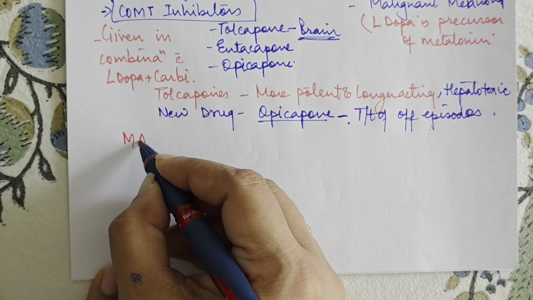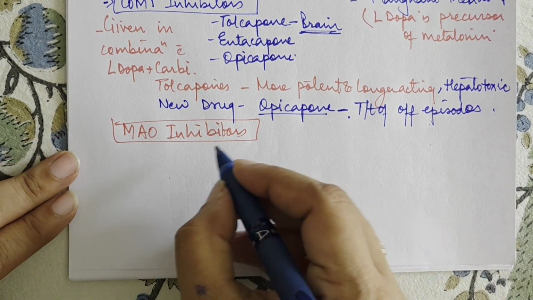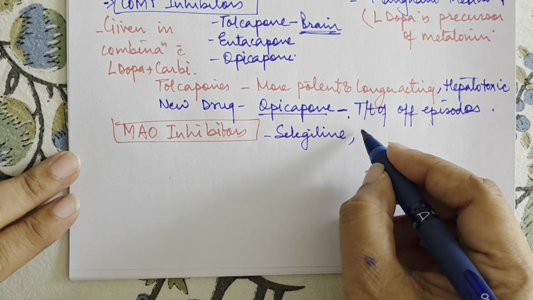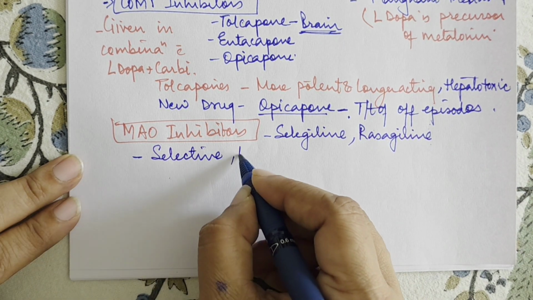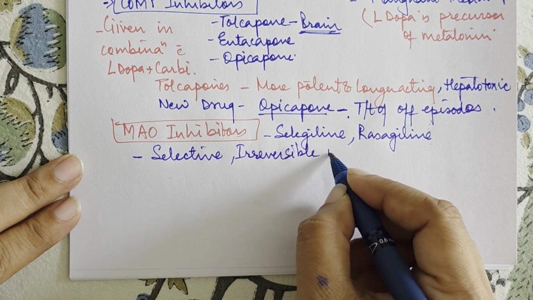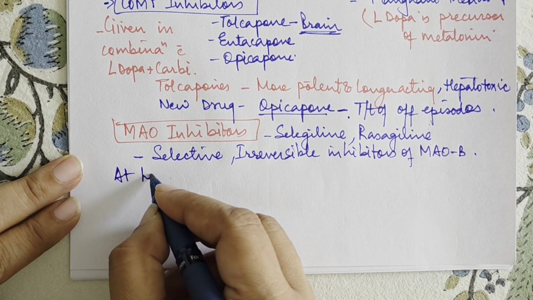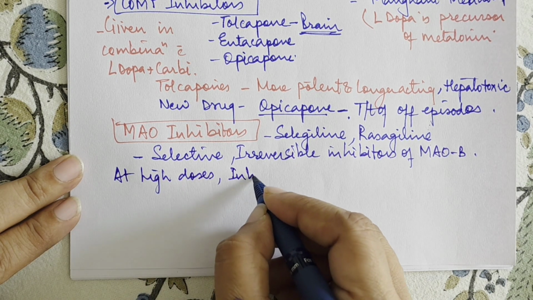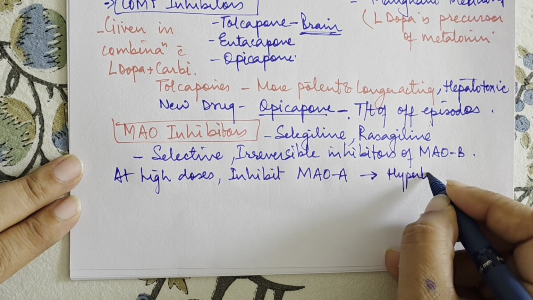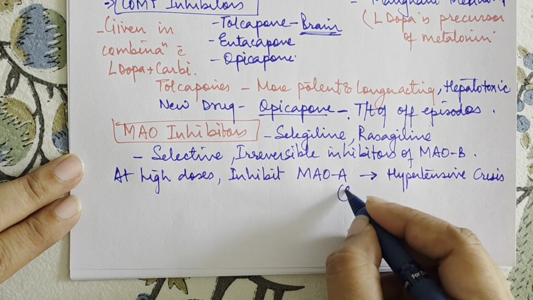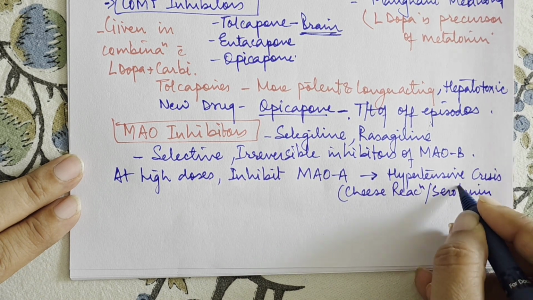Then the next category of drugs that we had was MAO inhibitors. Now in MAO inhibitors, the drugs we have are selegiline and rasagiline. Selegiline and rasagiline are selective irreversible inhibitors of MAO-B, and at high doses they inhibit MAO-A also and can result in hypertensive crisis, which is seen in cheese reaction and serotonin syndrome.